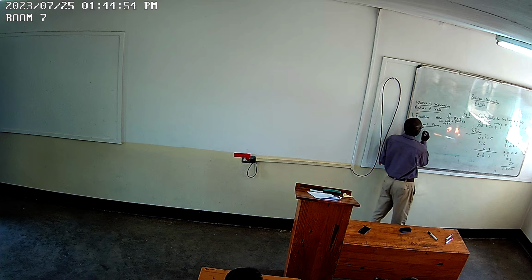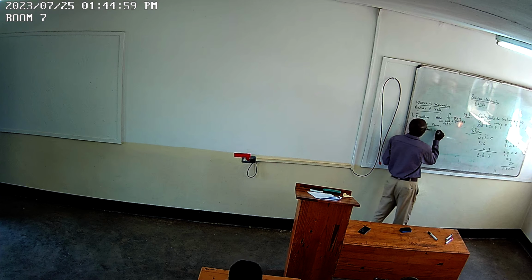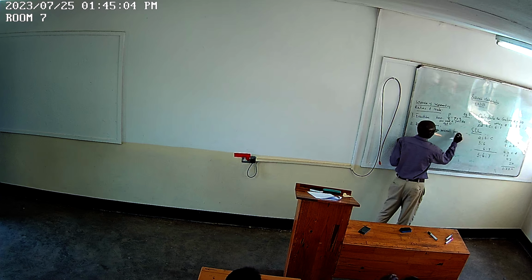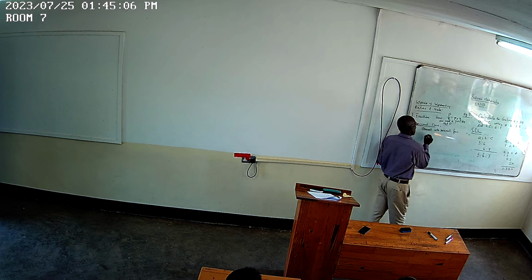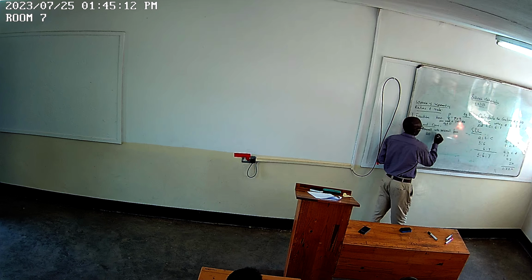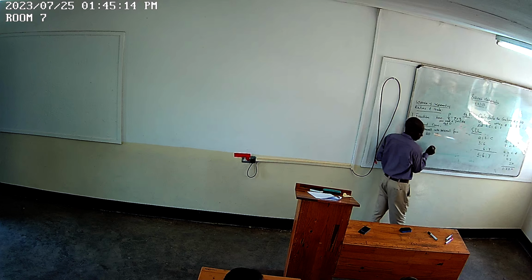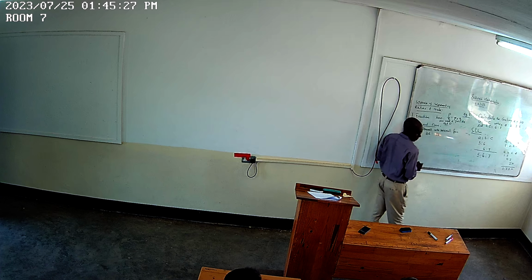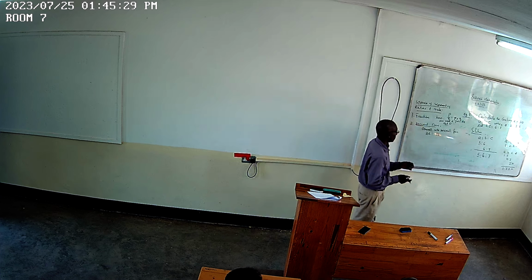Convert into decimal form the rate or ratio 24 to 26. Let's do it like that. Very good. 24, 26. Let's go.